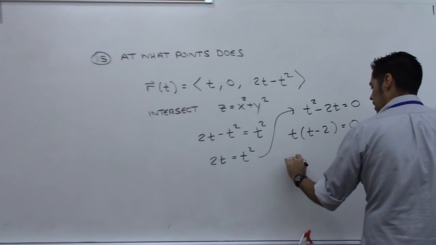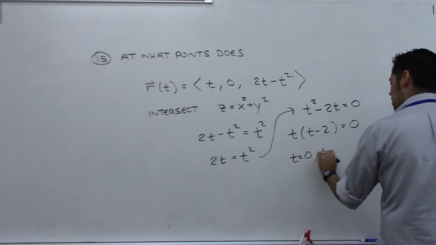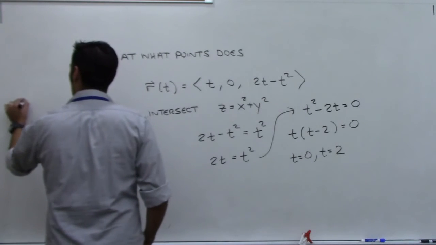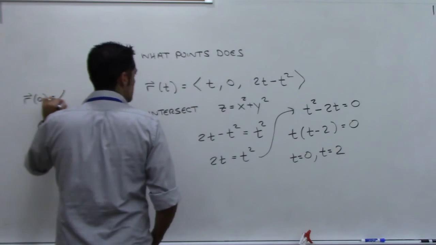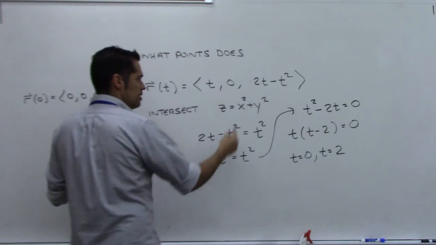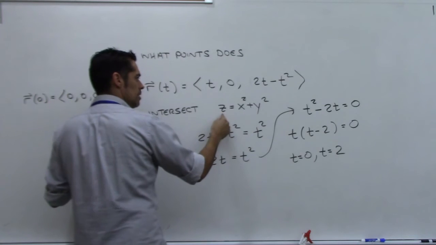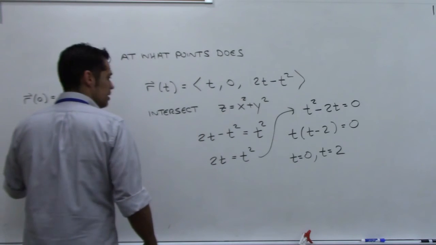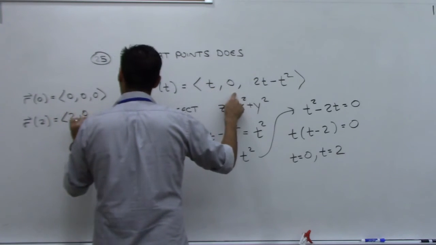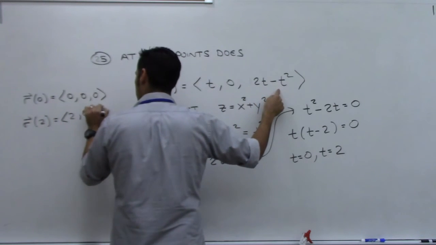And we get t equals 0, t equals 2. So at t equals 0 and at t equals 2, I should live on this thing. So let's just try it. Let's just check it. If t is 0, what's r of 0? So that would be 0, 0, 0. Does that satisfy this equation if I plug in 0, 0, 0? Yes. So what about at 2? Well, at 2, I'm at 2, 0. Let's see, 2 times 2, that's 0 again.